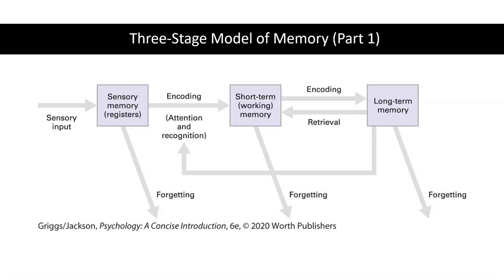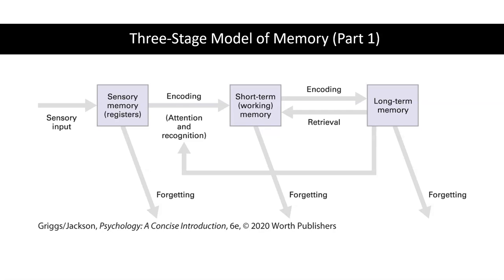Then, if you're going to hold on to that, you need to encode it. That requires that you give it some attention, that you recognize what's happening, and you use your short-term memory in order to work with that information. That's why it's called working memory, to put it in a form where it can be, if it's important enough or useful enough, placed in long-term memory.